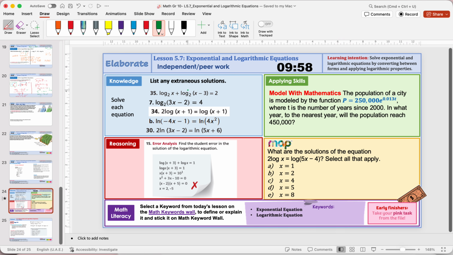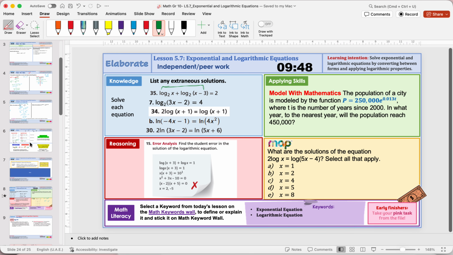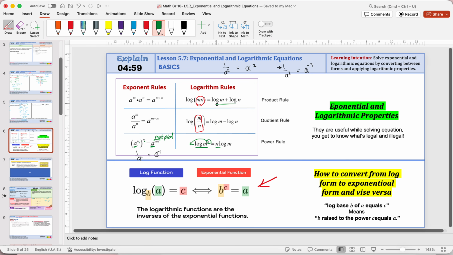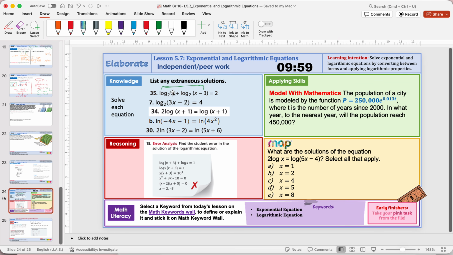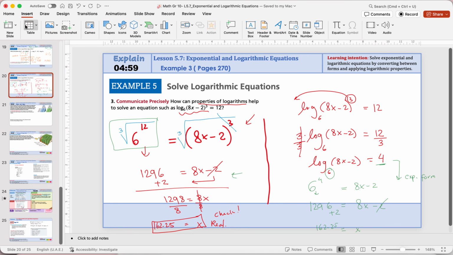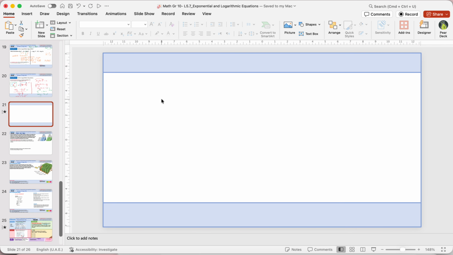Yes, so here, when you have 2 logs, you need to combine them. Put them together using a product property. Always go back to the slide. If you have 2 logs, you can write them down as 1 log and just multiply what was inside them. Let me do this question with you somewhere here.